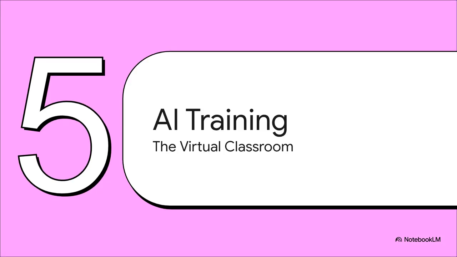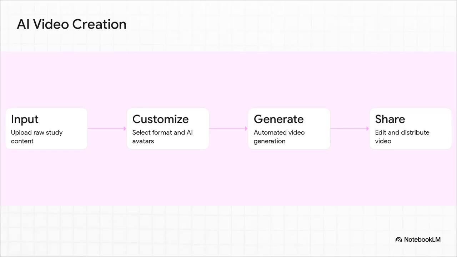Let's wrap this up in Section 5, AI-powered training solutions, the virtual classroom. And this brilliantly illustrates where we are today. We're now using modern AI tools to rapidly transform those dense plant manuals into highly structured content. Platforms exist right now where you simply input raw study content, say a massive PDF on heat exchangers. Next, you customize the learning style, picking your format and even your AI avatars. Finally, the AI automatically generates a structured video that you can edit and share. It's pretty wild. It's essentially an automated control loop, but instead of regulating fluid pressure, it's regulating education.